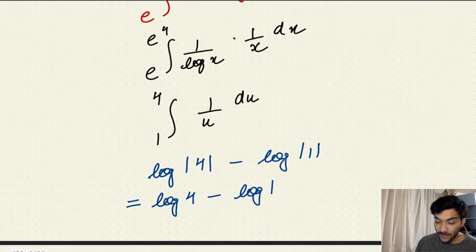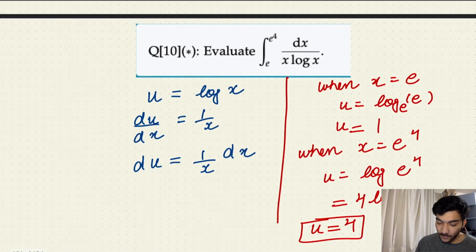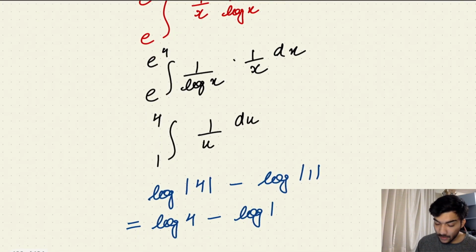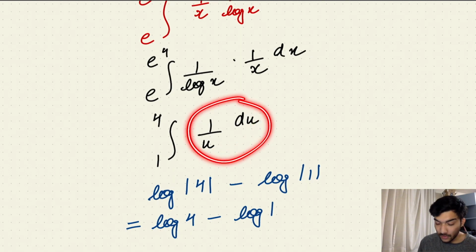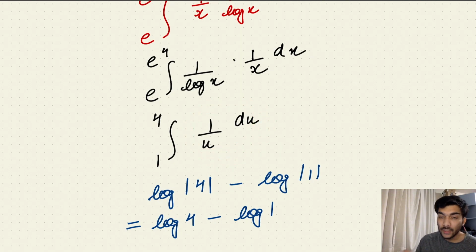And you can also clearly see in this case as well, our function was log of x, so log x was in the denominator, and the derivative of that function, the derivative of log x, is 1 by x. So we have 1 by x in the numerator and we have log x in the denominator. That is why our answer to this question was log of u. The integral of this was log of u, and u was our original function.